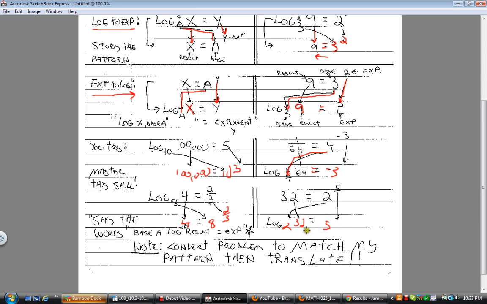Okay, we are wrapping up page 2 here. My last note says convert the problem to match my pattern and then translate. Just a suggestion to help you, but you must get a consistent way to convert from exponents to logs and logs back to exponents.